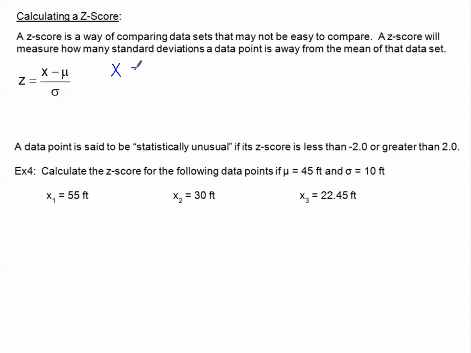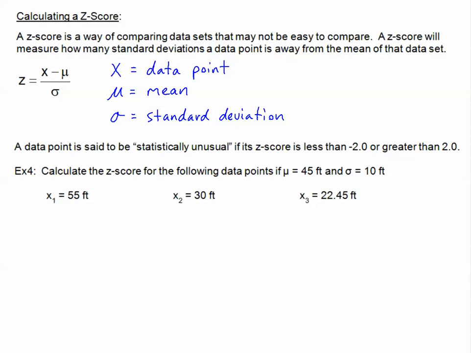Now x is your data point. Mu is our mean. That's our average. The calculator can calculate that. And sigma is our standard deviation. Again, the calculator can calculate that if it's not already given. Sometimes they just give these two values in the problem. So these are the three things we'll be plugging into our z-score formula. We already talked about this, that a data point is said to be statistically unusual if its z-score is less than negative 2.0 or greater than positive 2.0, more than 2 standard deviations away from the mean on either side.